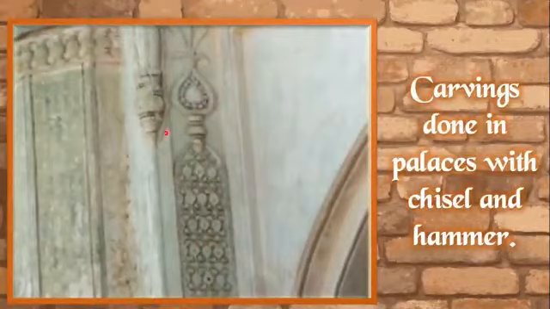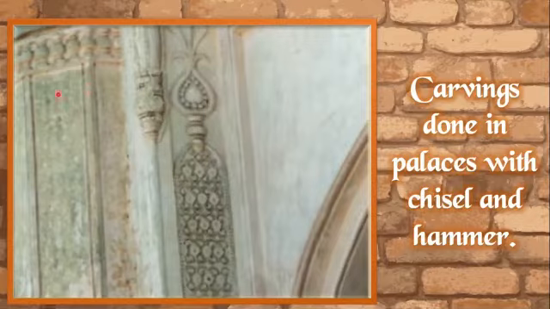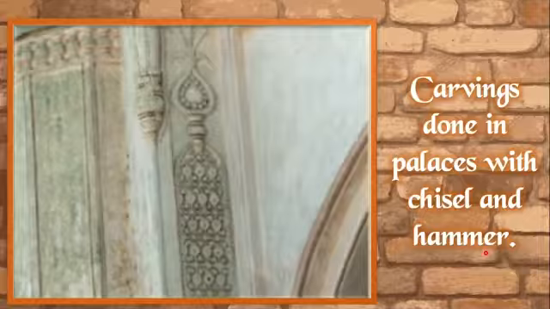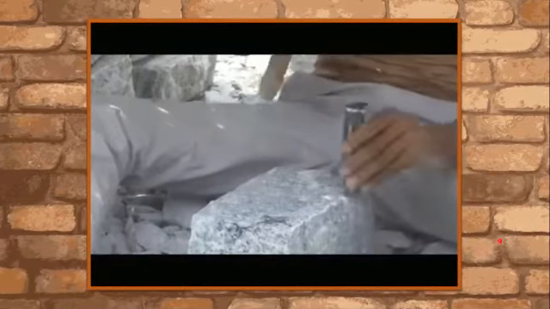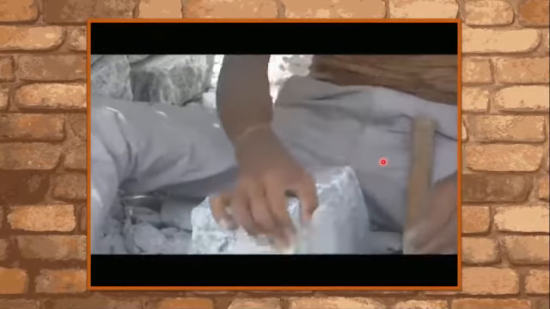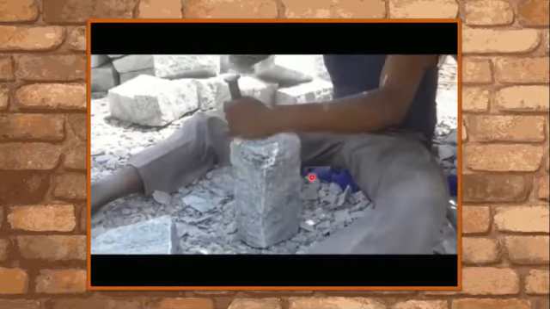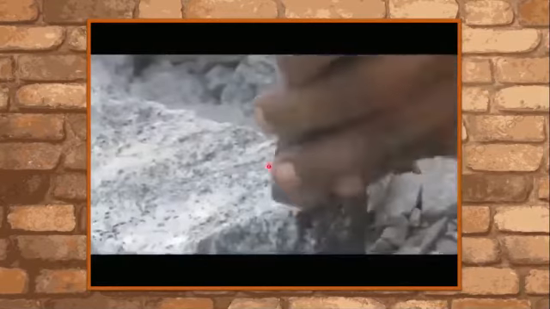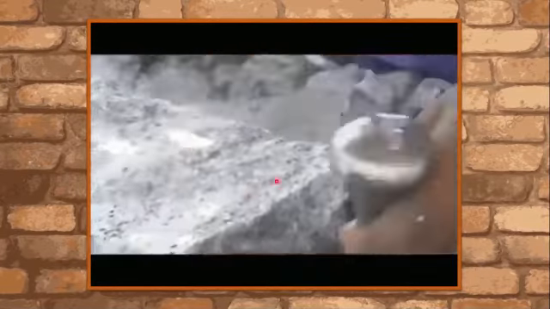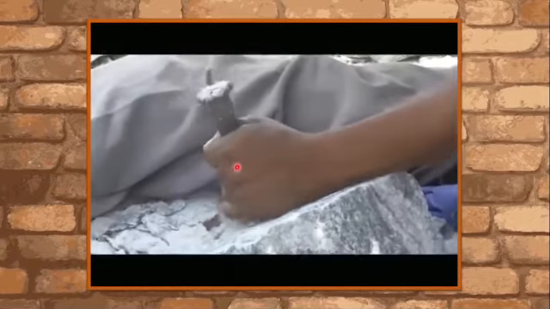Okay. Now the walls of the palaces had carvings on them. You can see these carvings. Now carvings are the designs made on the stone or on the wood using tools like chisel and hammer. Let's see how they do it. See, this is a chisel and he is hitting it with the hammer on the stone, and this is how he is making different designs on the stone.